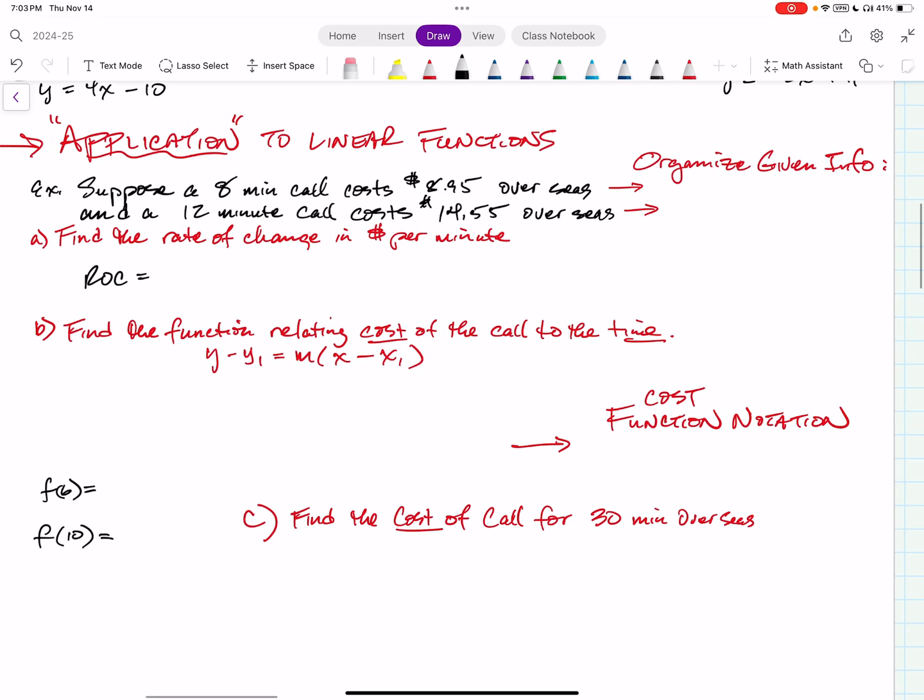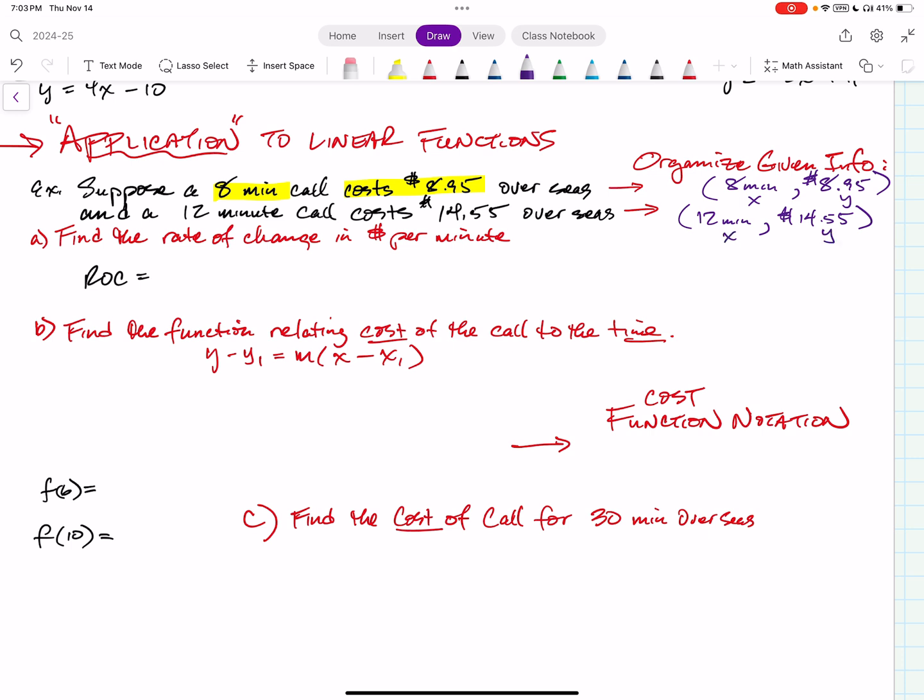Okay, so let's organize the information first. An 8-minute call costs $8.95. That sounds like an ordered pair to me. So 8 minutes costs $8.95. We have time and cost, so this is your x value, this is your y value. And then the next thing we know is that a 12-minute call costs $14.55. Again, this is an x value, this is a y value.